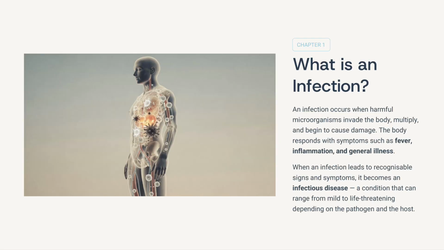An infection happens when harmful microorganisms invade and multiply in the body, triggering responses like fever, inflammation, and general illness. When those signs become clear, it's called an infectious disease, and severity depends on both the pathogen and the host's defenses. This slide shows an anatomical view to help visualize where microbes can take hold.